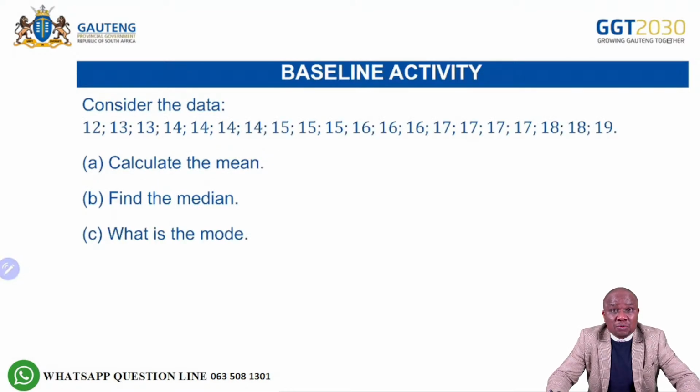Right, we usually start with our baseline activity. I'm going to give you 5 minutes. Consider the data that is given here, these numbers. Calculate the mean, and then after calculating the mean, you calculate the median, and then you find what the mode is. Let's do this in 5 minutes.